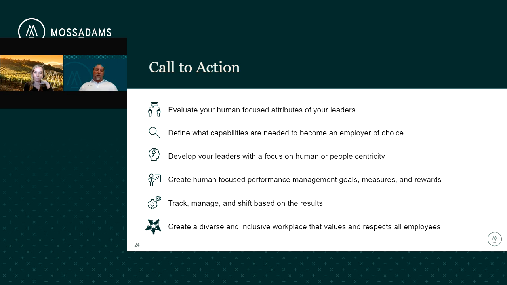And then I think the last is creating a diverse and inclusive workplace that values and respects all its employees. This really gets back to the fact that this isn't a one and done. When we think about leadership, you might have a leader who manages 100 people, or a leader who might manage none. Maybe they're just an organizational influencer, but they're still a people leader. They're influencing people on projects or just in their day to day.